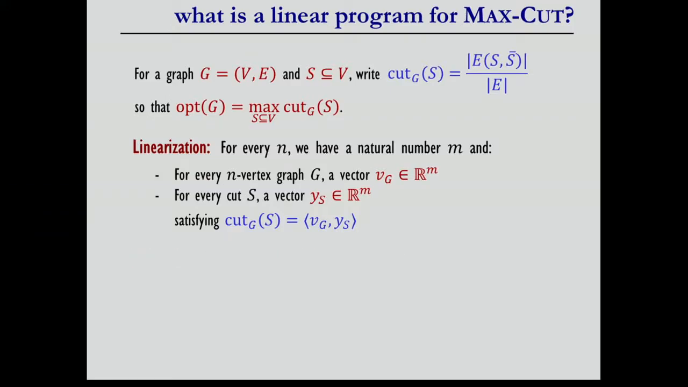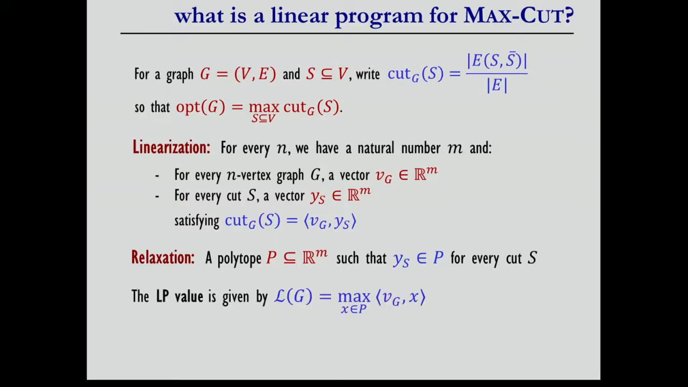Okay, so you can take any vectors you want for the graph, any vectors you want for the cut, but they should satisfy the fact that you actually get the correct value on the integral solutions. And then you just need some polytope, and the requirement is that the polytope contains all the integral points. Okay, so that's a linear program: you have some vectors for graphs, some vectors for cuts, and a polytope that contains all the integral points. And then the LP value is just the maximum over the polytope of the inner product with the graph, and the size of the relaxation is the number of inequalities you need to specify the polytope. So it's the number of facets of the polytope.